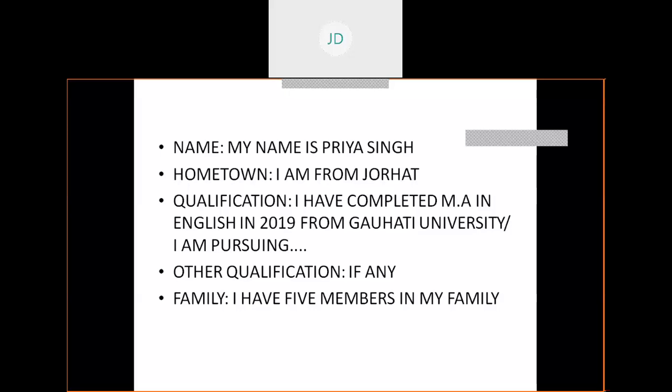But if you live in a joint family, if there are a lot of people in your family, then just go for the total number of family members. For example, I have 5 members in my family, I have 6 members, I have 10 members. If the number of family members is more, then go for the total number, and if not, then you can just mention the relationship with the family members.